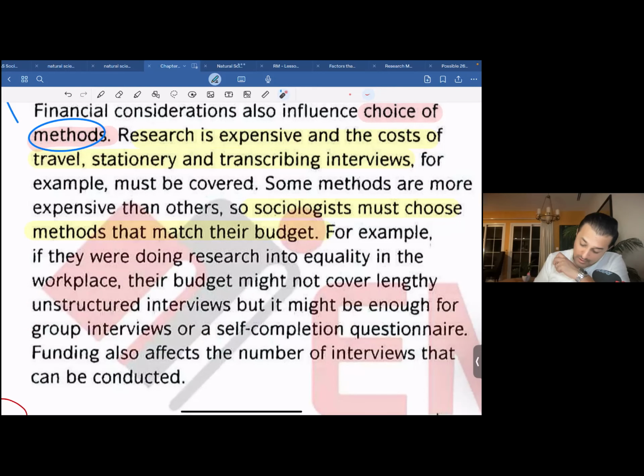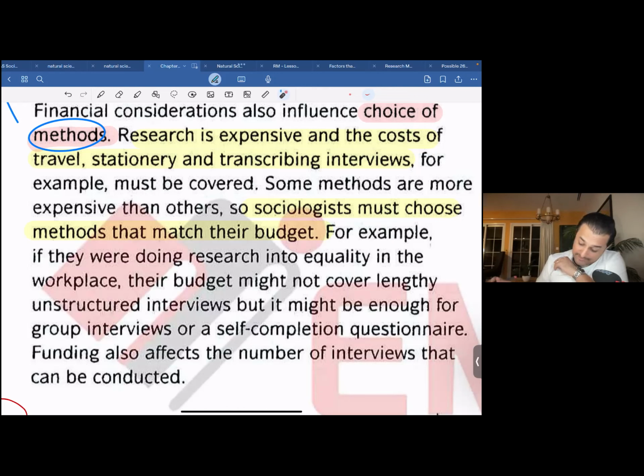So yeah, for example, if they were doing research into equality in the workplace, their budget might not cover lengthy unstructured interviews, but it might be enough for a group interview, right? We've studied this earlier when we were doing group interviews. Group interviews save you time and they save you money as well. There are a lot of people being questioned at the same time. So if you are getting hold of a lot of data by gathering a lot of people together, that would definitely save you a lot of time, right?